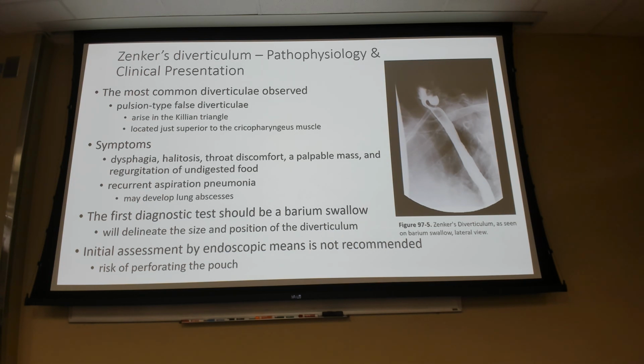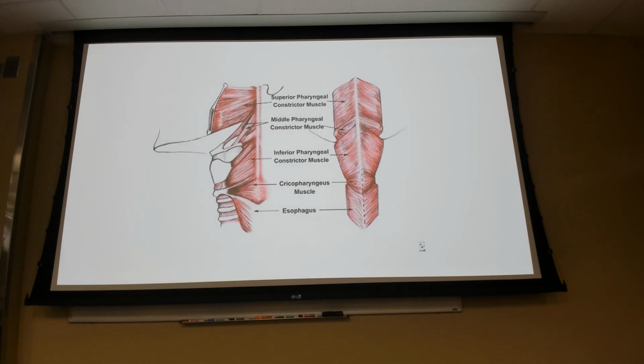So how do we diagnose this? As you can see on the image there, we use a barium study. So they swallow some contrast, and then we run the imaging. We typically don't want to do this for most of the other conditions we're going to talk about. We typically want to do an EGD or a scope so we can actually visualize what we're looking at. This one we don't, just because you run a risk of perforating the pouch. So we typically stick with the barium study. And there's our cricopharyngeus muscle, so it's just above that is where we typically find these.